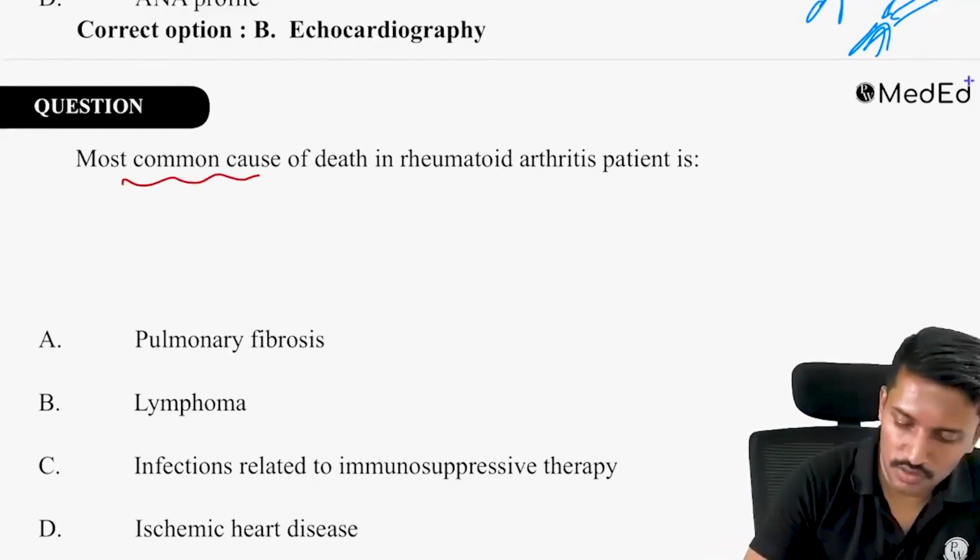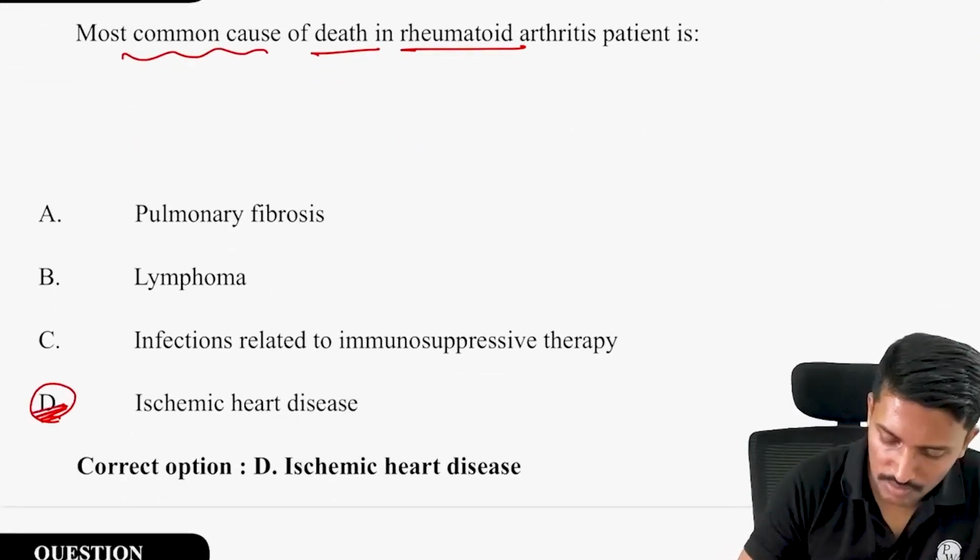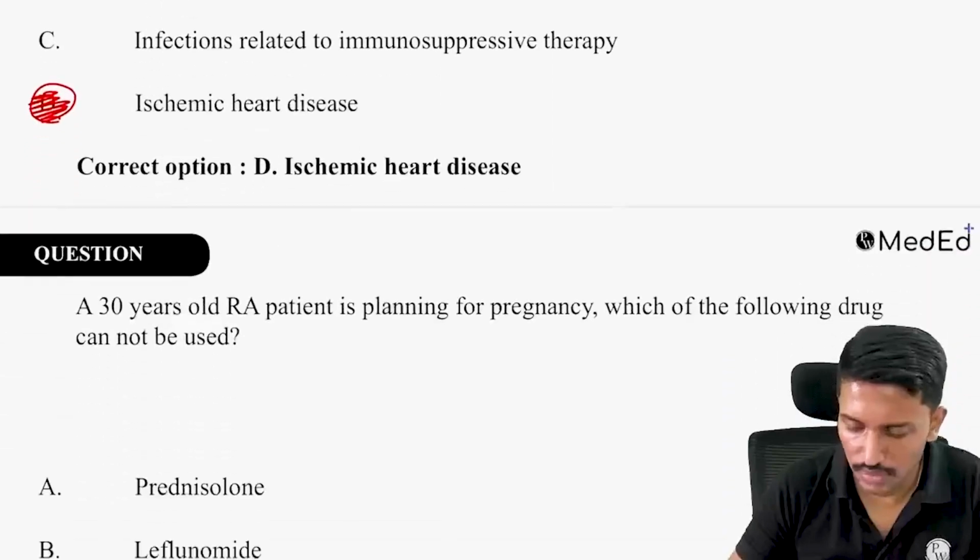So if they're asking you what is the most common cause of death in rheumatoid arthritis, flat out the answer should be ischemic heart disease, nothing else there. IHD would be the answer. Okay, next.